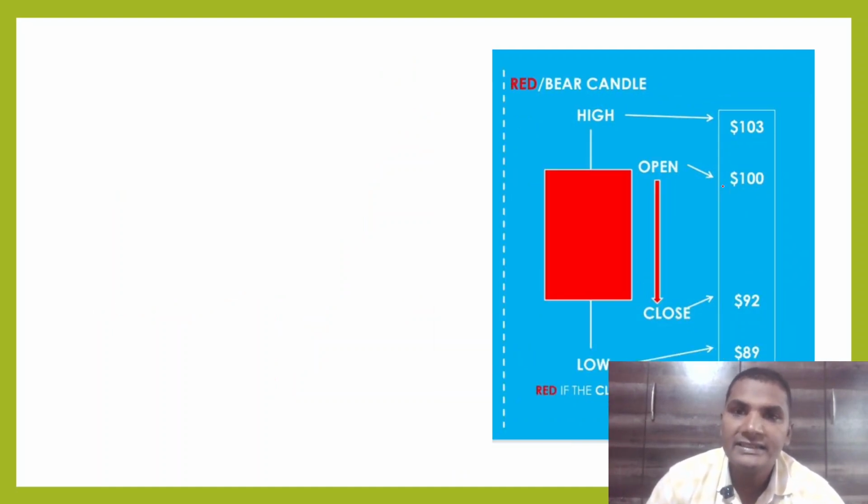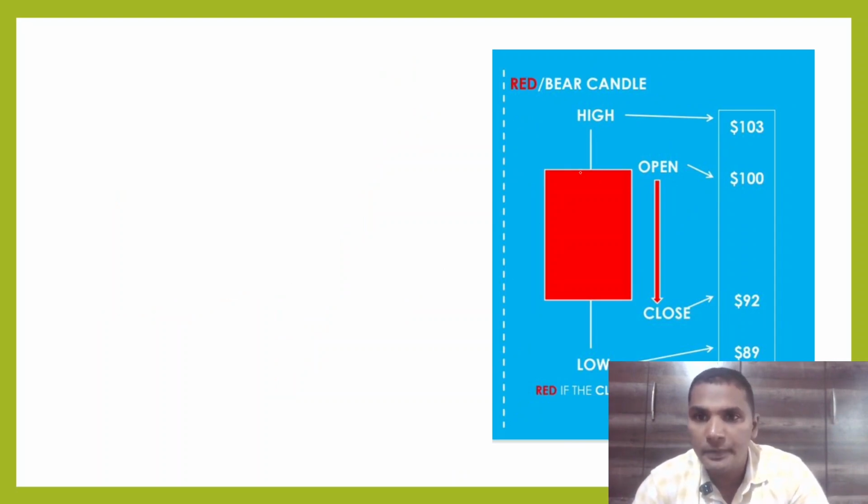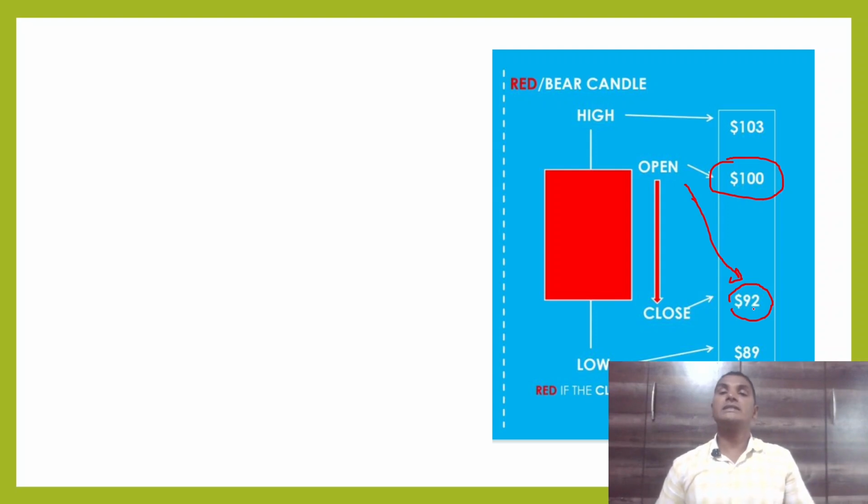Now we'll next see the bearish candle. A bearish candle is the opposite of a bullish candle. Here the stock opened at 100, you can see here the stock opened at 100, but at the end of the day at 3:30 the stock closed at 92. So the price opened at a high price and closed at a low price, so this is the bearish candle because the price has gone down.